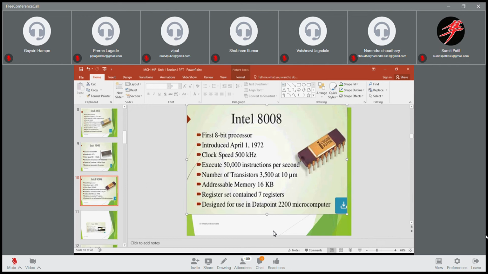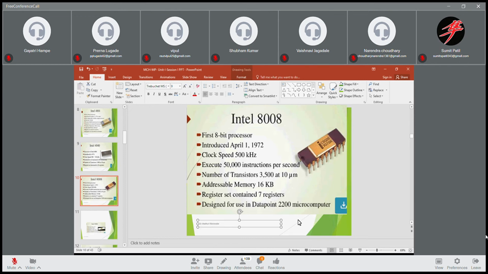Now the next version they developed is the 8008. This is an 8-bit microprocessor. 8-bit means they have increased the capacity. Instead of 4-bit, they have increased to an 8-bit processor. This processor was developed in 1972, and the clock speed is 500 kilohertz.